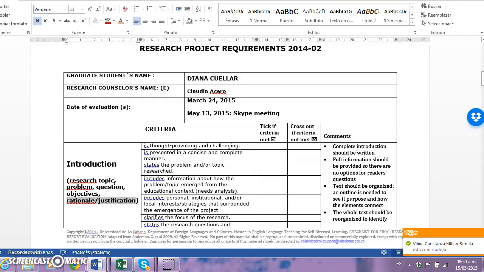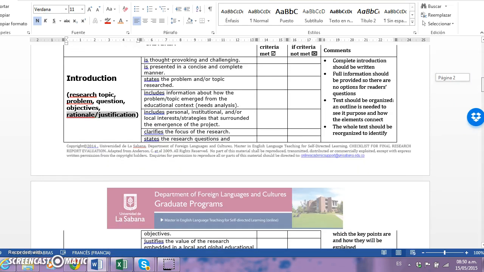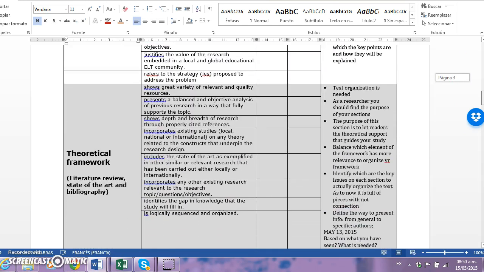So this is something that comes natural in the study. So you are telling people, hey, I decided to research on this because in my institution we have these and these problems, because in Colombia we have this and this. Remember that we have to make our study universal, that can be used not only for this moment in your institution, but can be used for any other, let's say, student or professor that wants to use it.